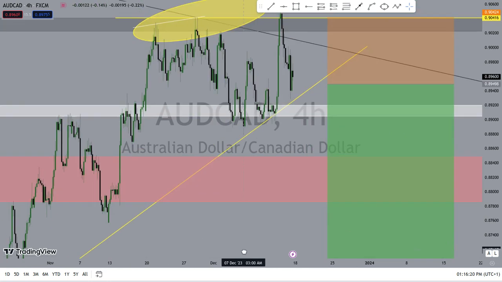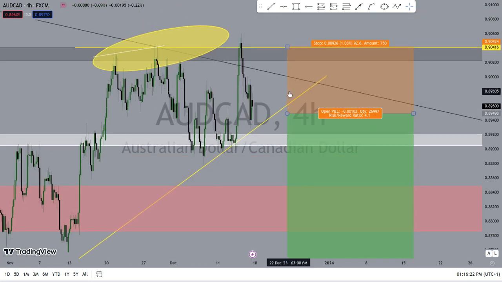So for AUD CAD, we're still bearish at the time being. We're looking out for a bearish move on AUD CAD, according to our higher time frame analysis and the overall trend of the market. So AUD CAD is still bearish.